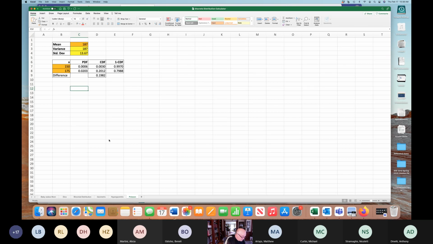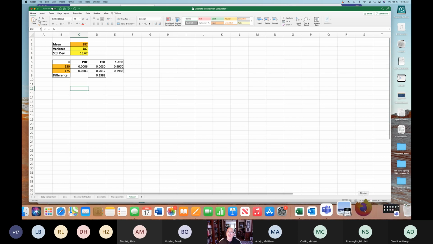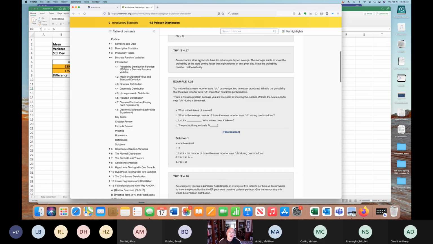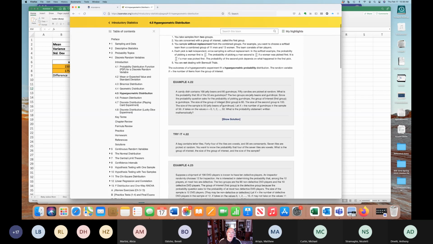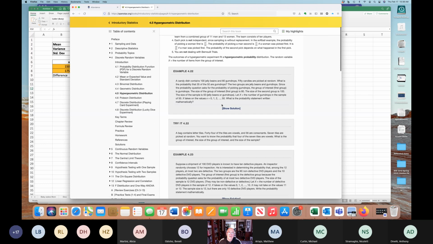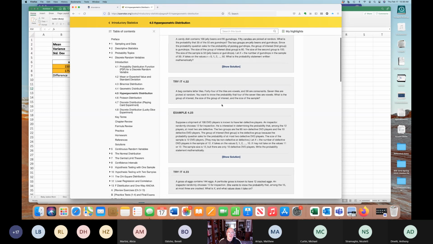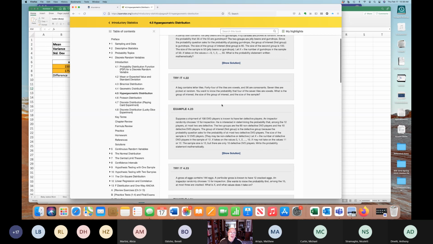They don't give very many problems here because it's a specific one. So let's see, this is example 4.25. Why don't we look at that? So let's go to our book. And let's go to the hypergeometric and see what we got here. What's a probability statement? Well, we did this one with the vowels.